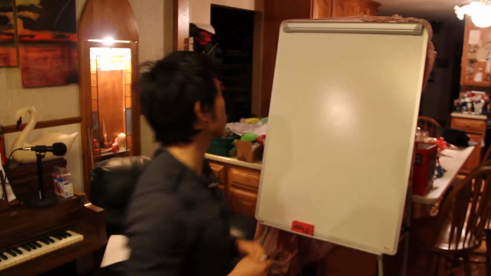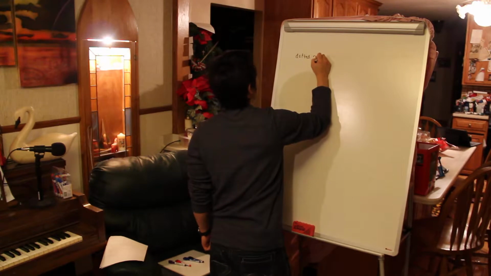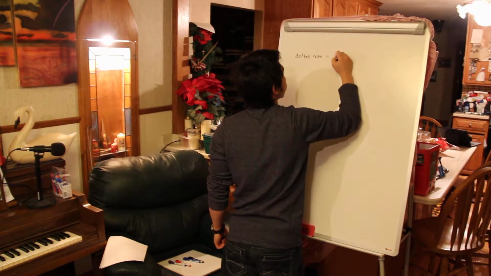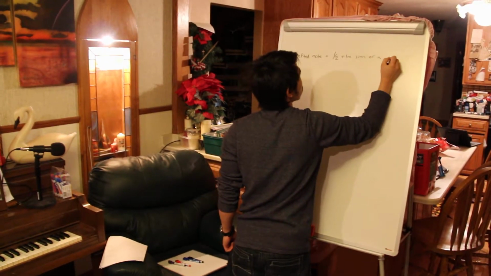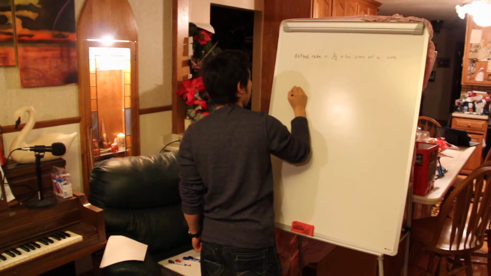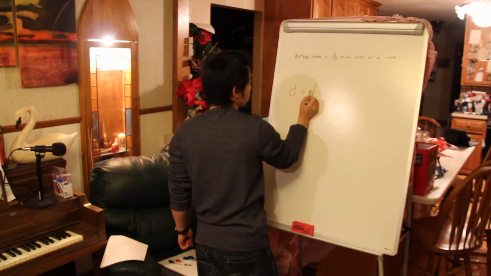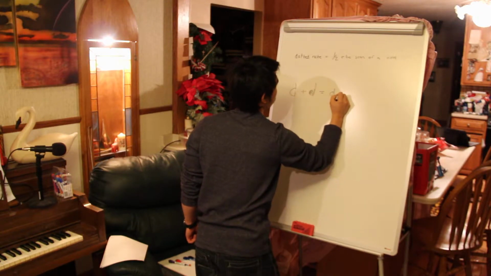Tonight I'm going to be covering dotted notes, ties, and triplet notes. So let's start with the dotted notes. A dotted note equals half the sum of a note. For instance, you've got a half note plus a quarter note. A quarter note is half a half note, and that equals a dotted half note.